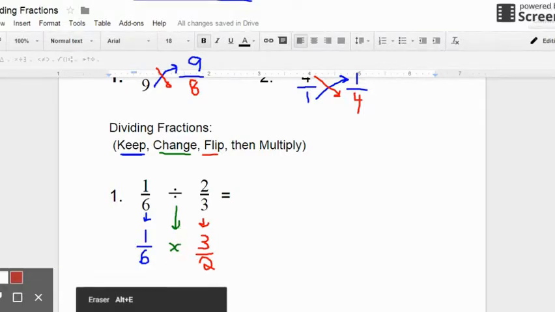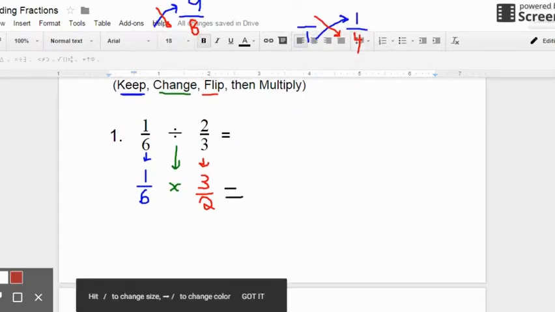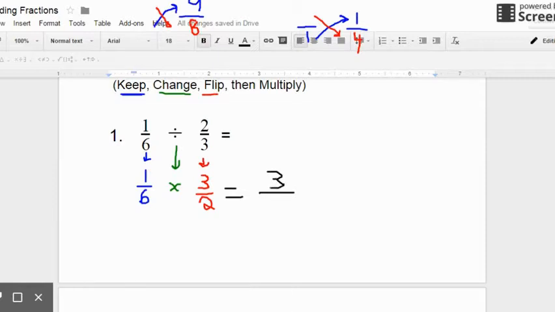Now, you can use either method 1 or method 2. I'm going to use method 1 to begin with, because I used method 2 so much on the multiplying one. I'm just going to multiply straight across. So here's my fraction bar. Multiply across the top. 1 times 3 is 3. And multiply across the bottom. 6 times 2 is 12.